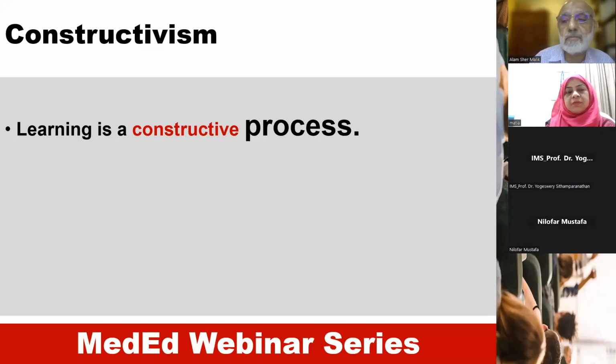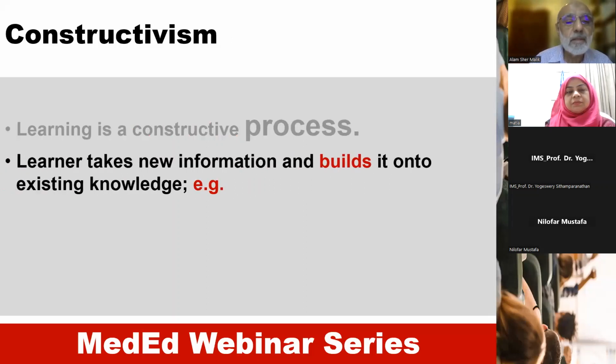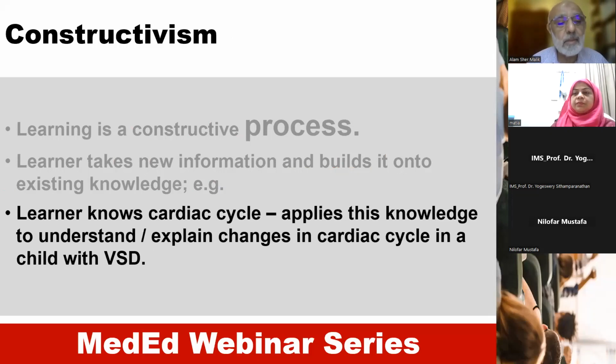According to constructivism theory, learning is a constructive process. The learner takes new information and builds it onto the existing knowledge. For example, a learner knows the cardiac cycle and then applies this knowledge to understand and explain changes in the cardiac cycle that can happen in a child with VSD.